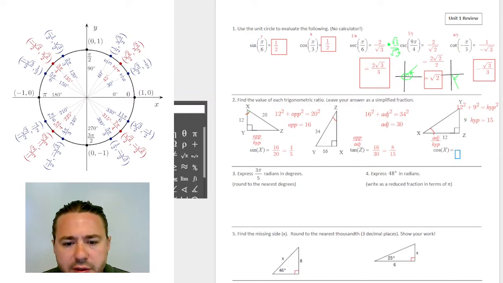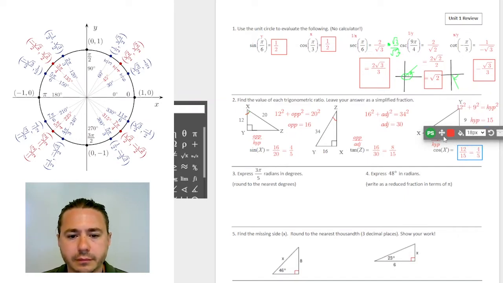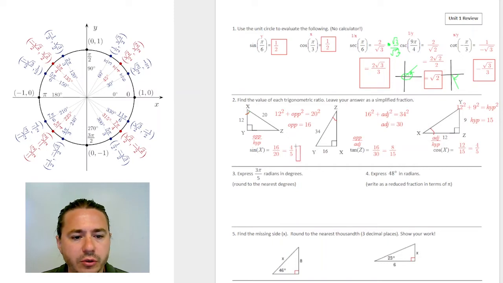So the cosine of x is going to be, let's see here, the adjacent side, which is 12, over 15. Okay, this is another one that can be reduced. We get 4/5. All right, so if you know two sides of a right triangle, you can solve for the third one using Pythagorean theorem and use that to evaluate your trig ratio.